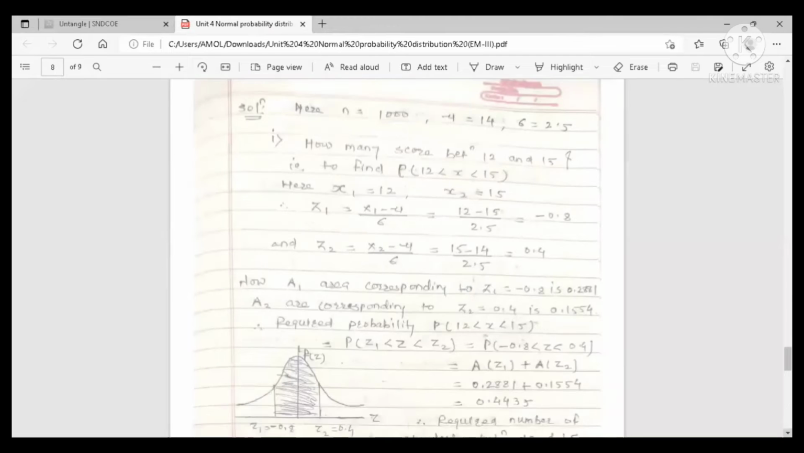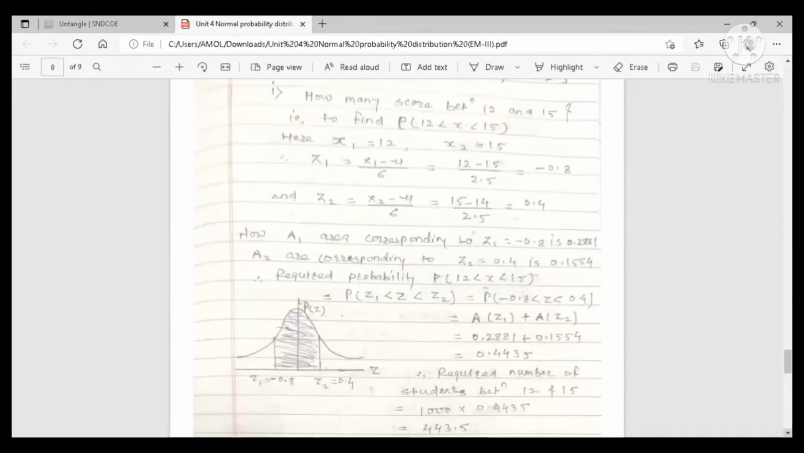Okay. Now we want the score between 12 and 15, which means finding the probability between 12 and 15. We have converted 12 and 15 in terms of z1 and z2. We considered 12 as x1 and converted it to z1, whose value is minus 0.8, and we converted x2 to z2, which is 0.4. So we find the probability between z1 and z2, where z1 is negative and z2 is positive.